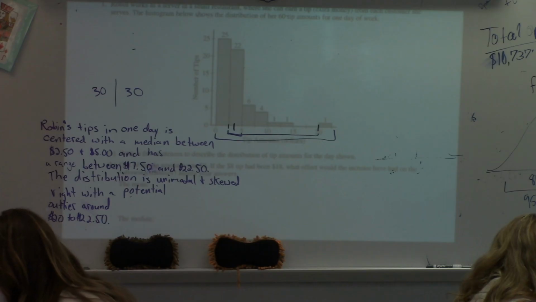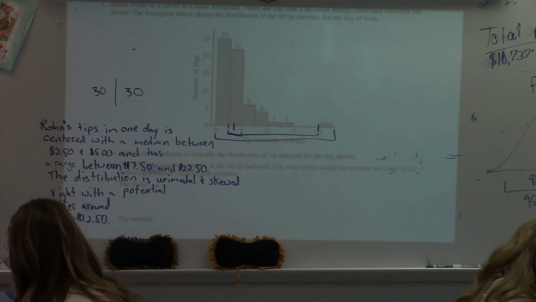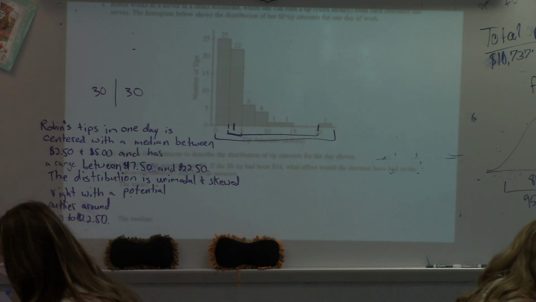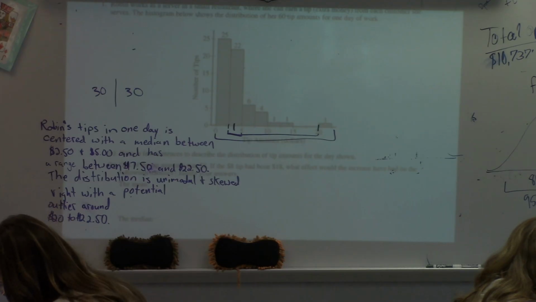I can't really see it well, but I think what that says is one of the tips was $8. If the tip had been $18, what effect would the increase have had on the following statistics? So what would it do to the mean? It would increase the mean.